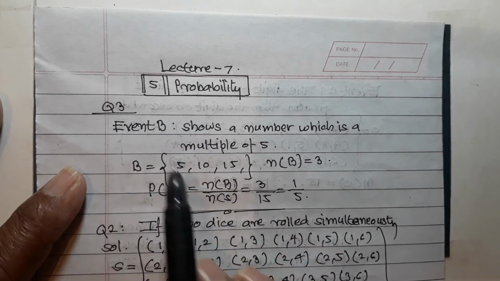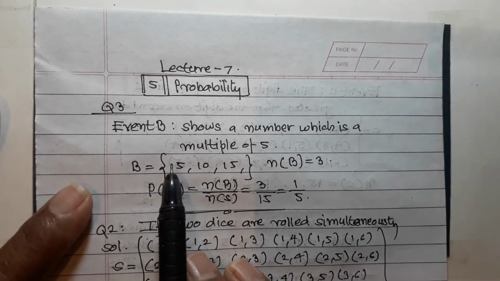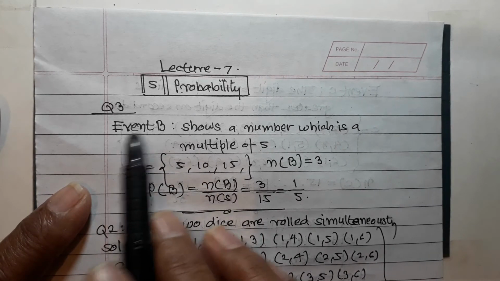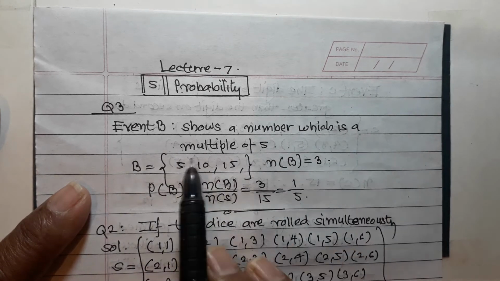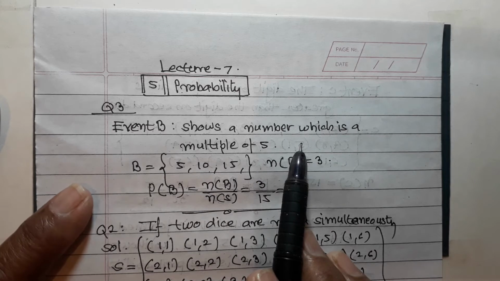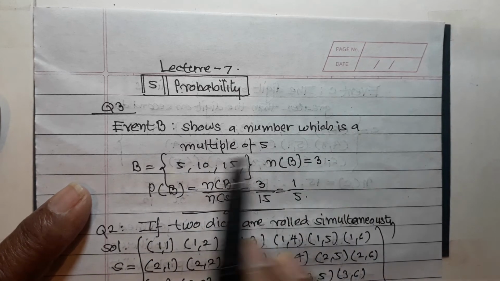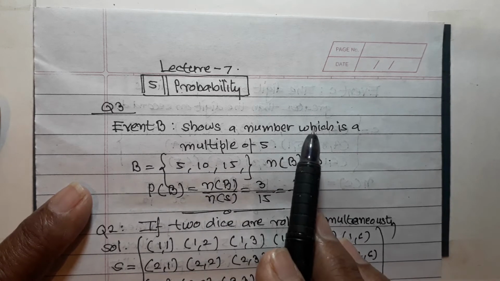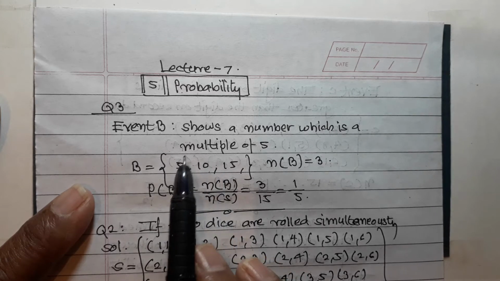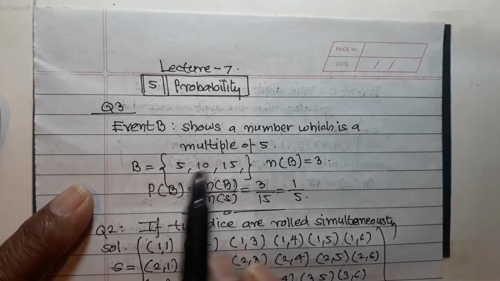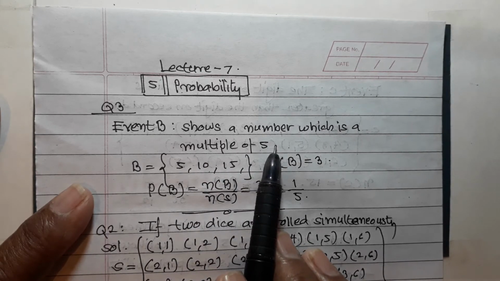Question number 3. Event B. Now this is a continuation of the question from the previous lecture. Event B shows a number which is a multiple of 5. In a box there are 15 tickets, and from that you have to take one ticket such that it is a multiple of 5.